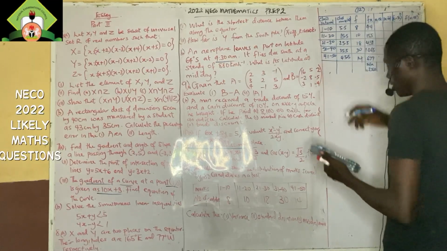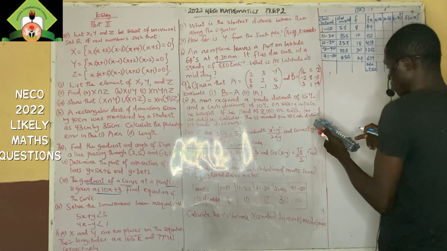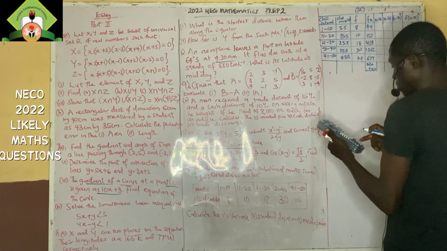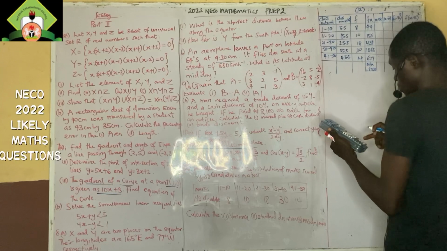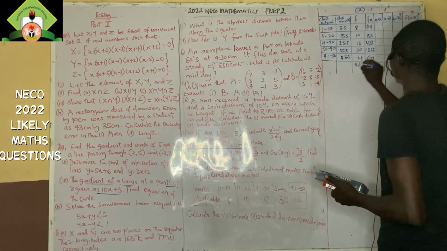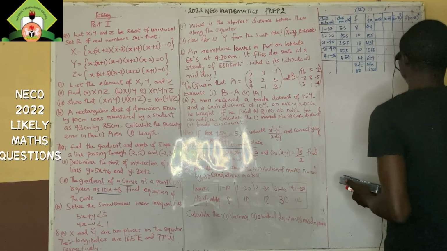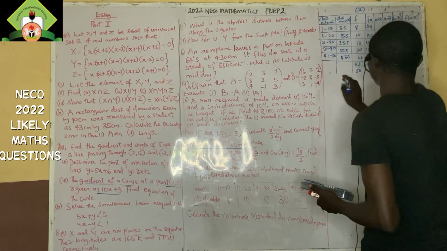This one is supposed to give us 80 because we have been told that it is 80. 8 plus 10 plus 18 plus 30 plus 40, just to confirm it. So this summation f is equal to what? 80. To confirm it, it's still 80, so meaning that we are on the right track.